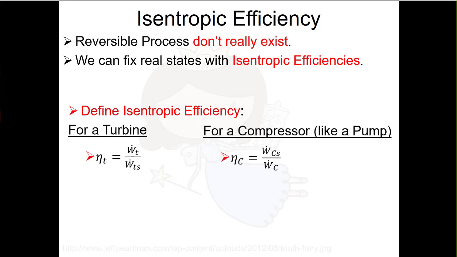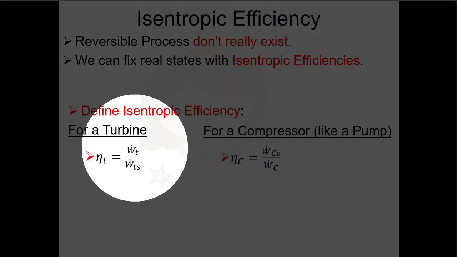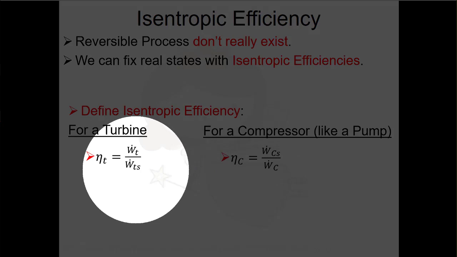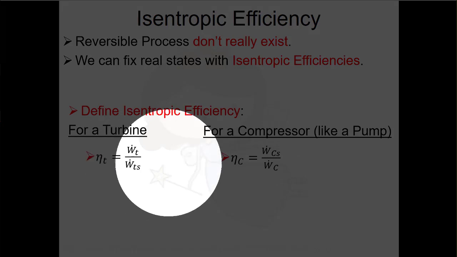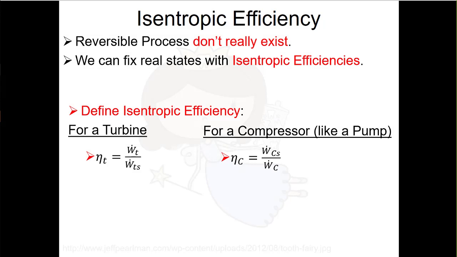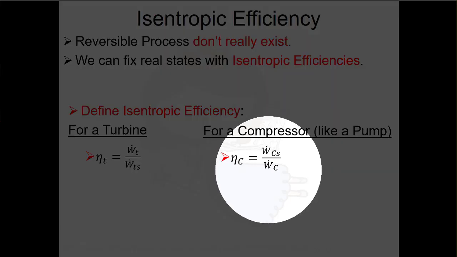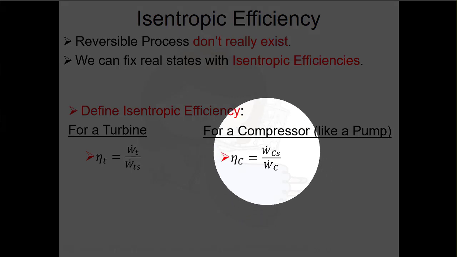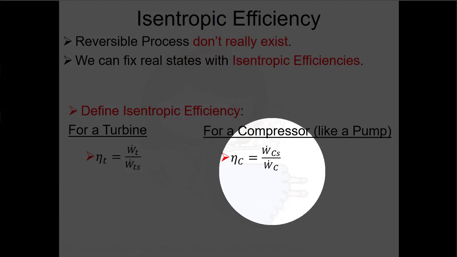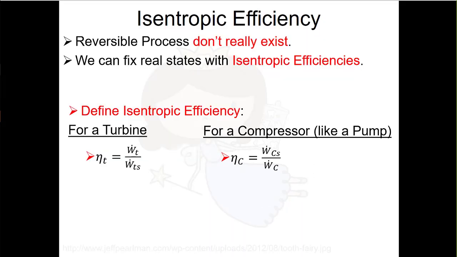This is exactly the same as it was for the Rankine cycles. For turbines, the power generation is a benefit, so the real thing gives us less benefit. So we put the real turbine power on the top and the ideal turbine power on the bottom. For the compressor, which is like a pump, this power is a cost to the system. So the real system pays a higher cost than the ideal system. Here we put the ideal compressor power on top and the real compressor power on the bottom. Again, you don't have to memorize these things because they're on the equation sheet.